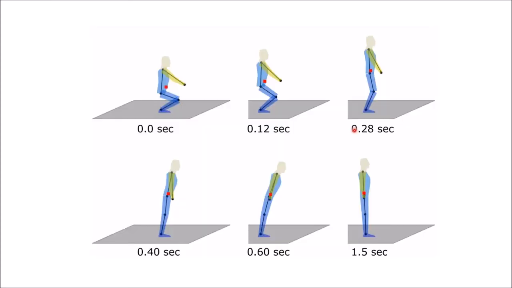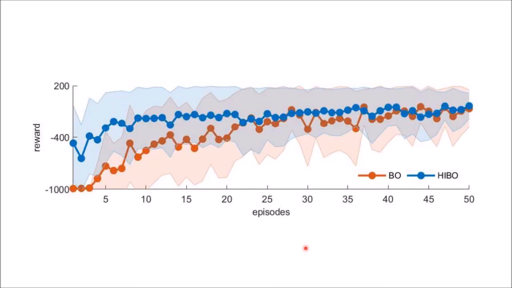So how do we test our approach? We tested it on a squat problem. A simulated person has to do stand-up squats. It starts in this position and then tries to stand up without falling down. A run was successful if the person has not fallen down. We tested our hierarchical BO approach in comparison to the normal Bayesian optimization approach, and we got the following results.